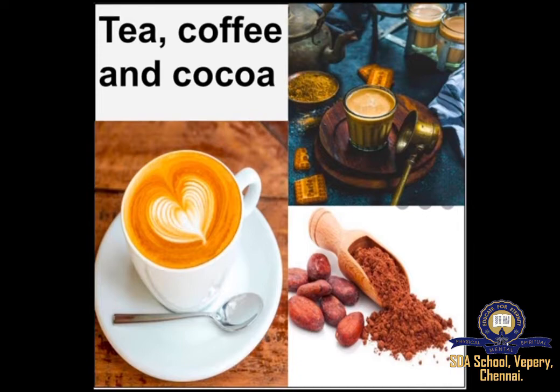Next, tea, coffee and cocoa. The tea what we are drinking, the tea powder is prepared from the tea leaves. Coffee is from coffee beans. Cocoa is from cocoa seeds. All these we have learnt in the previous session.